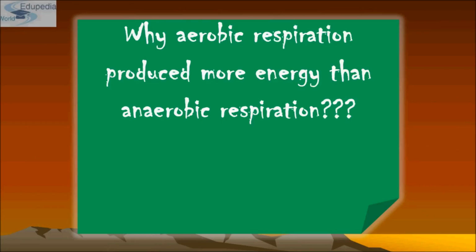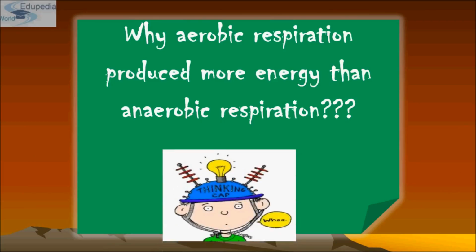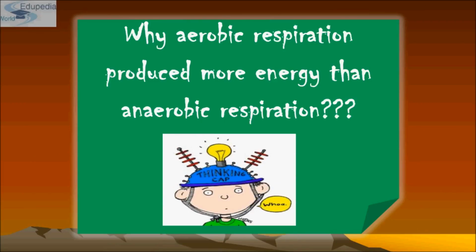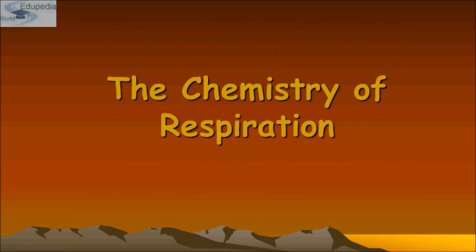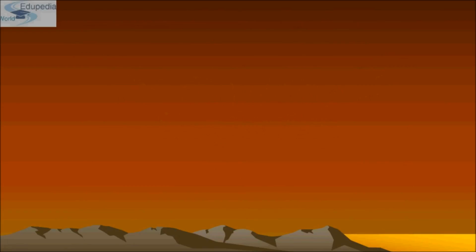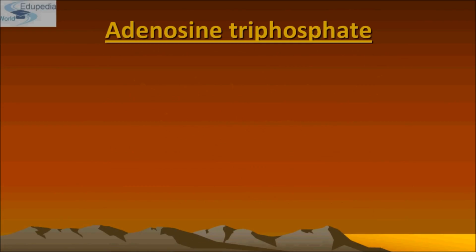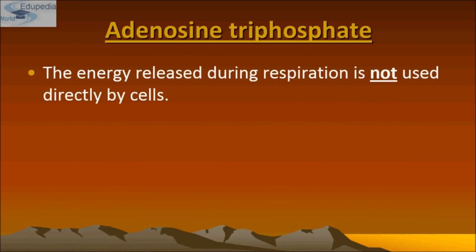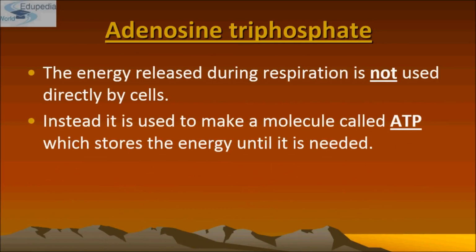Now, why does aerobic respiration produce more energy than anaerobic respiration? Any guesses, students? Now we'll be studying the chemistry of respiration to understand that better. What is ATP? ATP is adenosine triphosphate. The energy which is released during respiration is not used directly by cells. Instead, it is used to make a molecule called ATP, which stores the energy until it is needed.